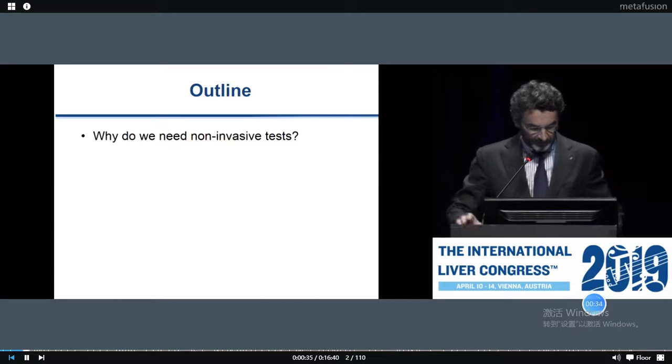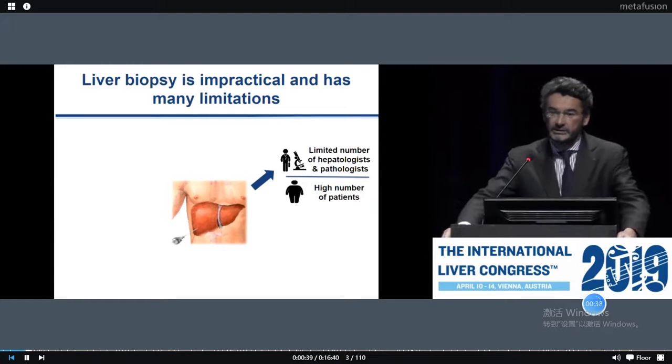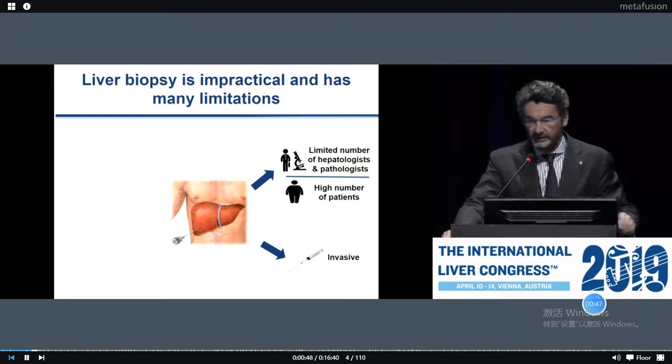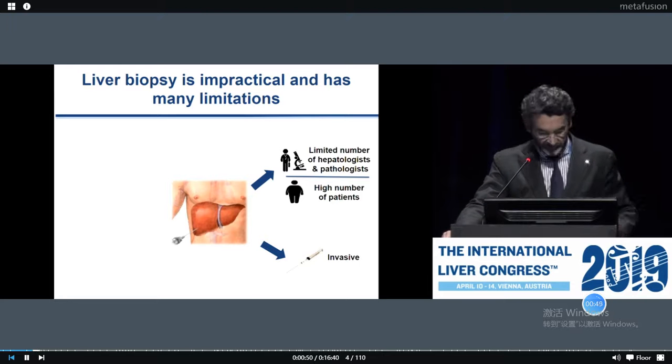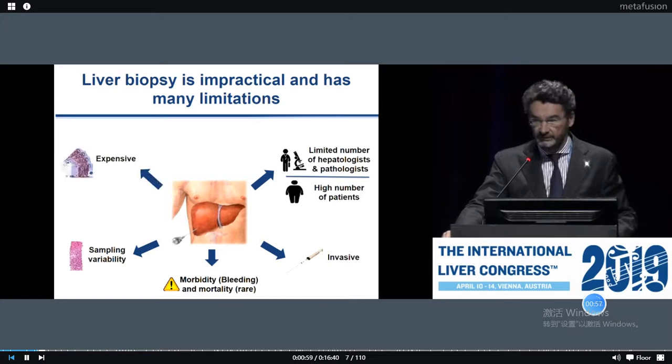So why do we need non-invasive tests? Because the liver biopsy is impractical. Look at the high number of patients with NAFLD in the population and the limited number of hepatologists and the even smaller number of pathologists. It also has limitations. It's invasive. It comes with morbidity and mortality, fortunately rare, prone to sampling variability, comes with a cost.